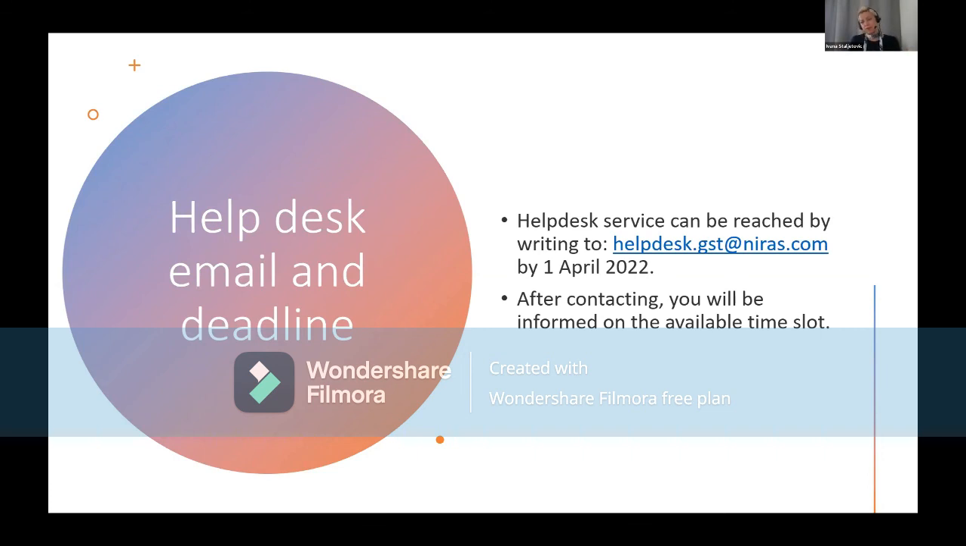If there will be resources and time to support you, we will surely try to support all of you, not depending so much on this date. So after you contact us, you will be informed on the available time slot. It can be in person, it can be organized online. So just contact us and we will see what we can do.